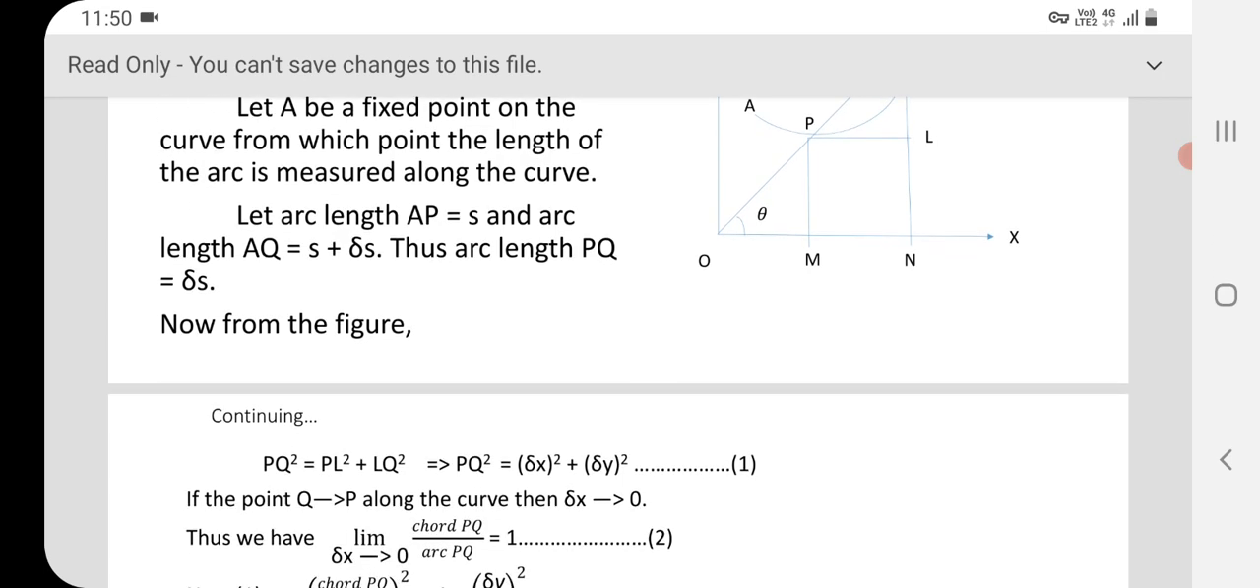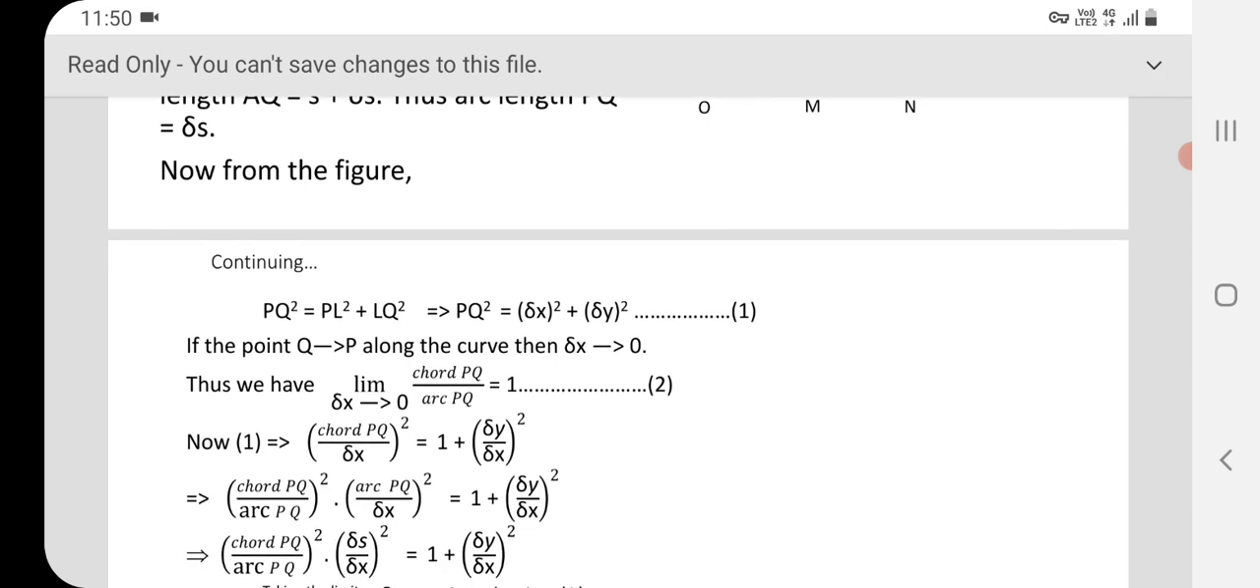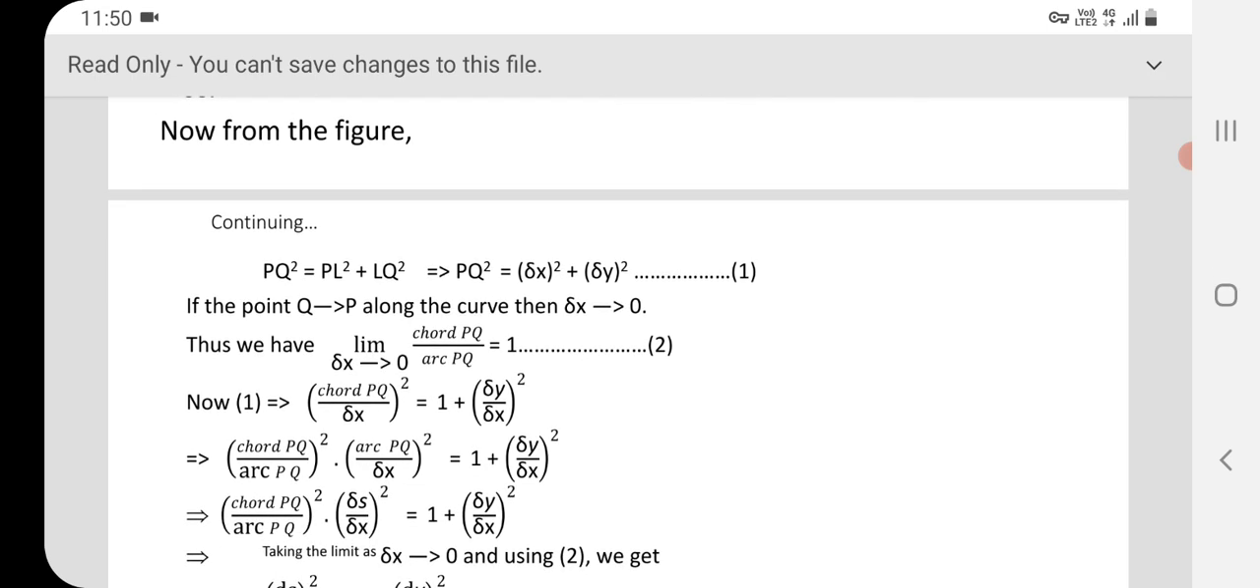From the figure, PQ square equals PL square plus LQ square. Now PL is delta x and LQ is delta y. These are nothing but small increments with respect to the x-axis and y-axis. Call it equation number 1.